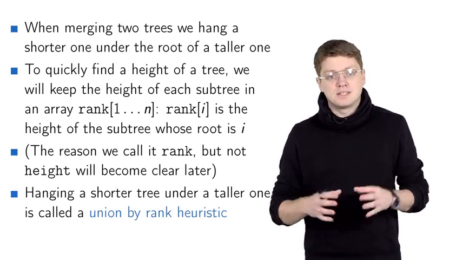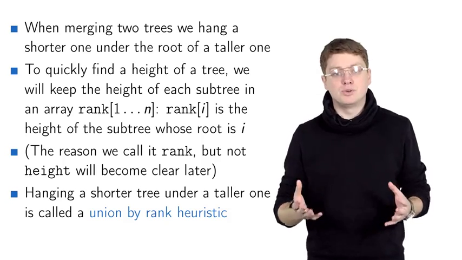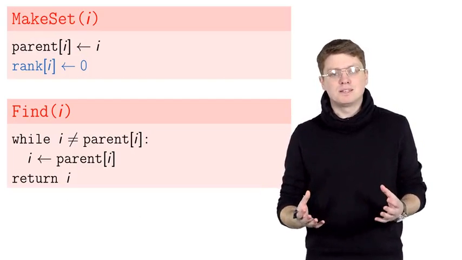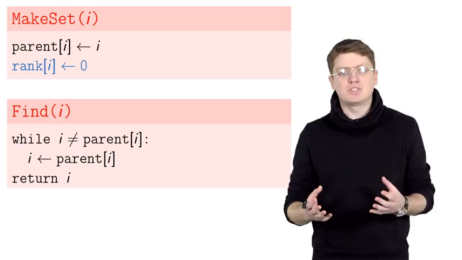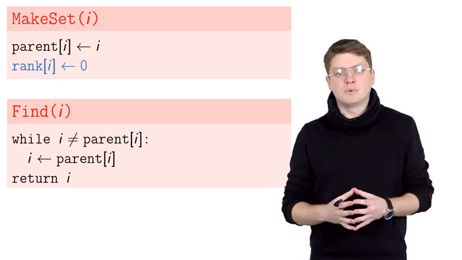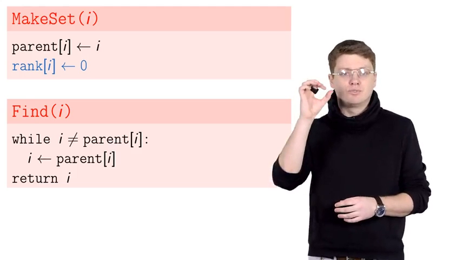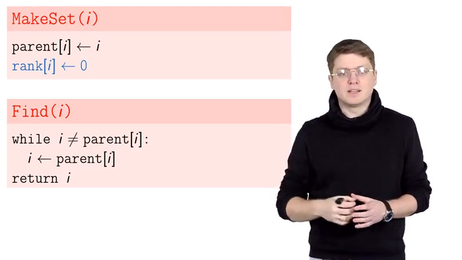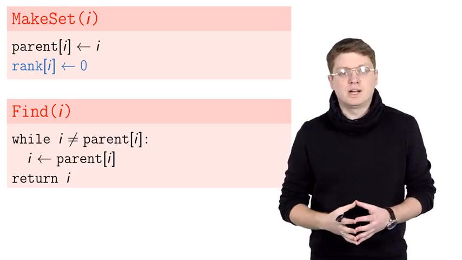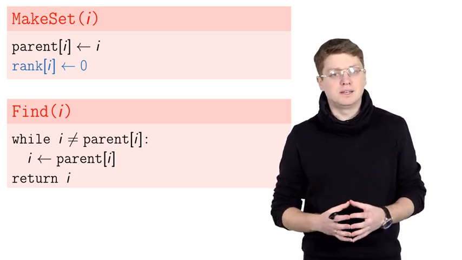Let me also mention that this way of merging two trees based on their heights is called the union by rank heuristic. To keep the rank, we need a small addition to our make set implementation. Namely, when creating a singleton set, we also set rank of I to be equal to 0. This reflects the fact that it is currently just a tree containing one node, that is a tree of height 0. We do not need to change find. So the find operation doesn't need to change rank, and it also doesn't use rank in any way.